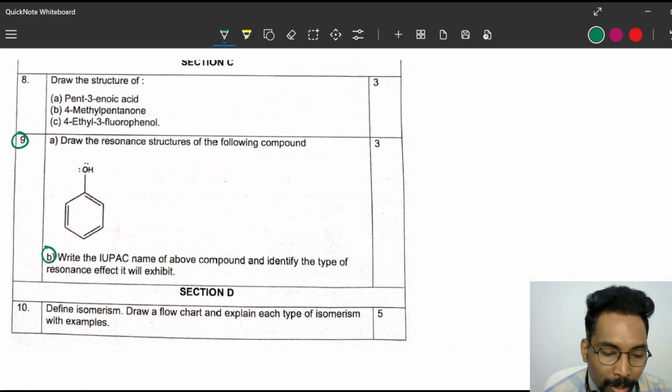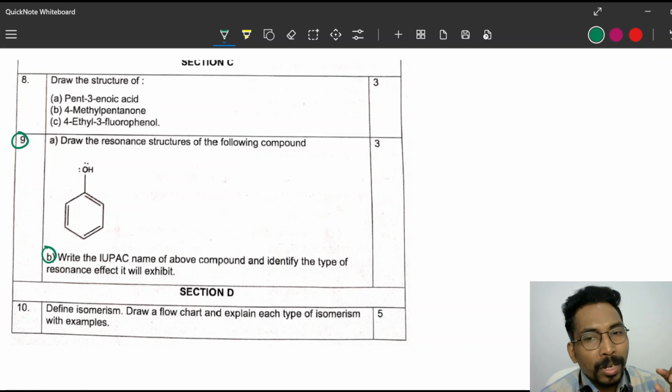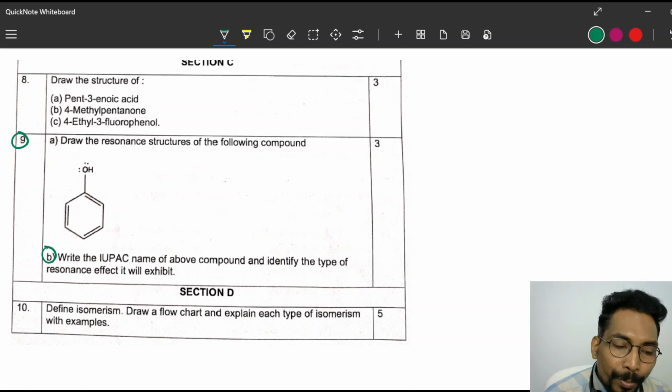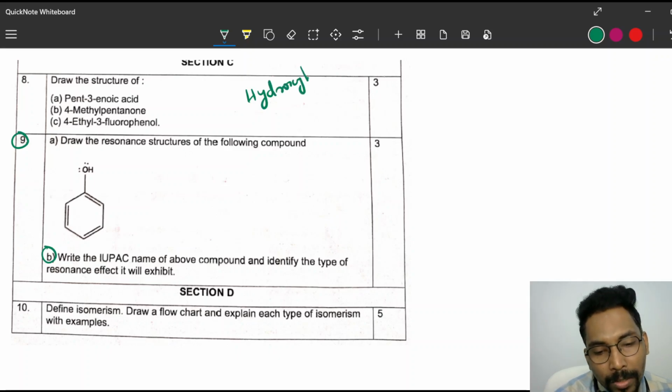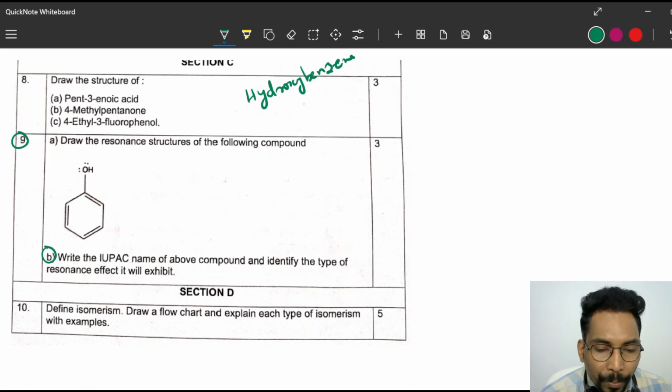Okay. So first of all, what is the IUPAC name of the compound? You know this compound is phenol, but phenol is not the IUPAC name. That is a common name. The IUPAC name of the compound is hydroxybenzene, because OH group is hydroxy group. Okay.